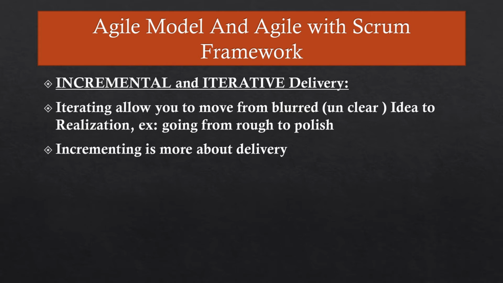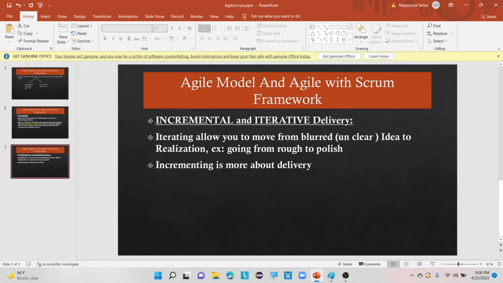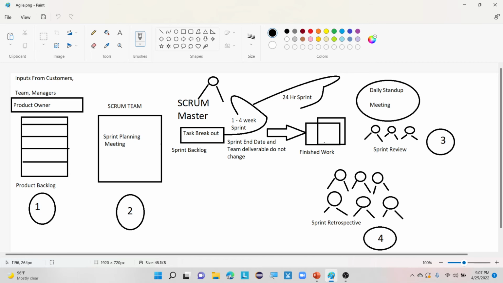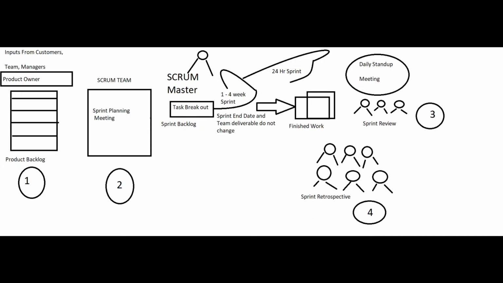Let me show you what an agile scrum framework looks like and how the process works in this agile model. For that I have made a clear picture of the agile scrum framework. First you can see the first point here is the product owner. The very first step in this agile model is the product owner. So who is this product owner? He is the main person in the complete agile model.